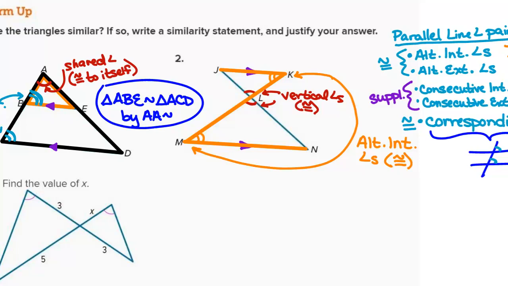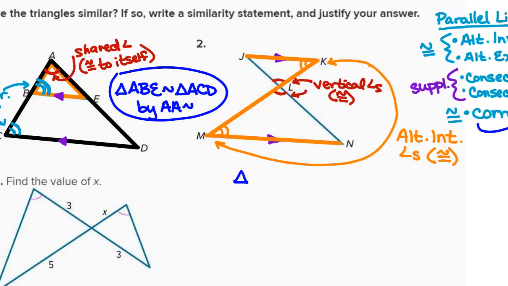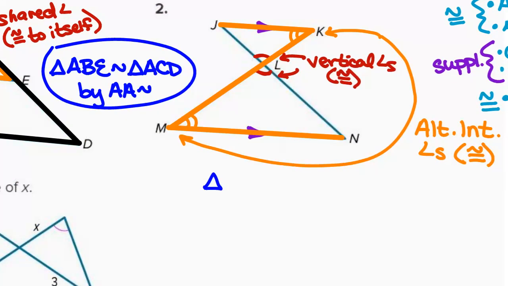Let's write our triangle congruence statement. Sorry, not congruence, similarity. Triangle similarity statement. Let's call the top one JKL.